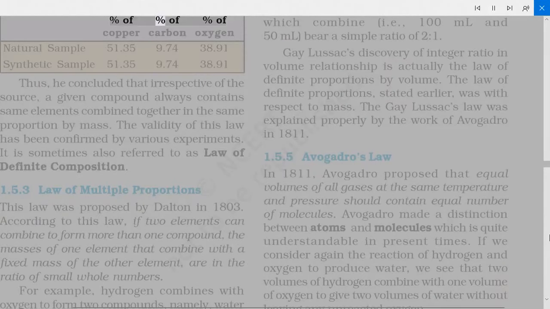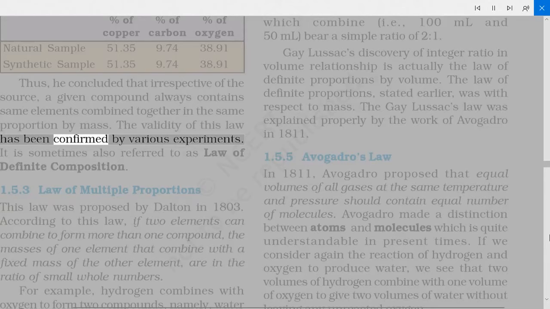Percent of copper, carbon, oxygen: natural sample 51.35, 9.74, 38.91; synthetic sample 51.35, 9.74, 38.91. Thus, he concluded that irrespective of the source, a given compound always contains same elements combined together in the same proportion by mass. The validity of this law has been confirmed by various experiments. It is sometimes also referred to as law of definite composition.